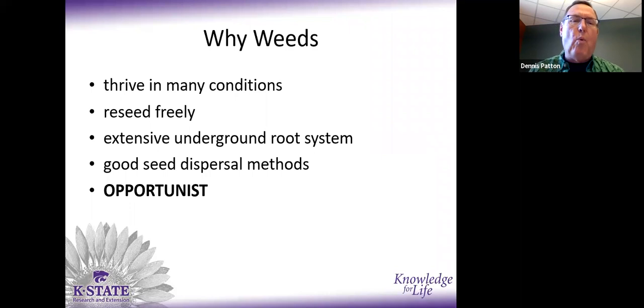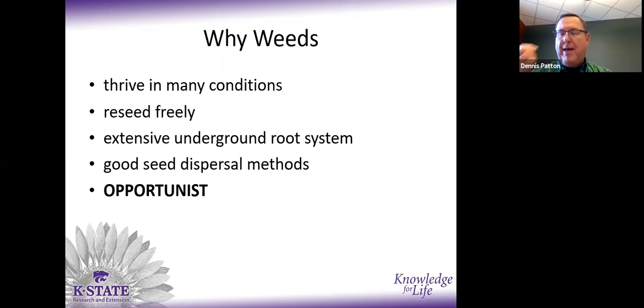And so why weeds? Well, we talked about last time that they thrive in many conditions. A lot of them reseed freely. Crabgrass has hundreds of thousands of seeds. A lot of them have really extensive underground root systems. Bindweed, for instance, has a root system that goes 10, 15 feet deep.